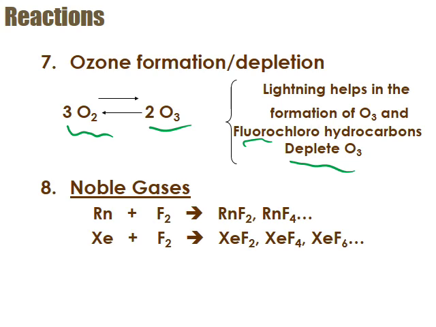Next, noble gases. Most of the noble gases don't give any reaction, but the larger noble gases like radon and xenon react with fluorine, giving a series of compounds. Radon difluoride, tetrafluoride, etc. Xenon difluoride, tetrafluoride, hexafluoride. So those are the products of the reaction.